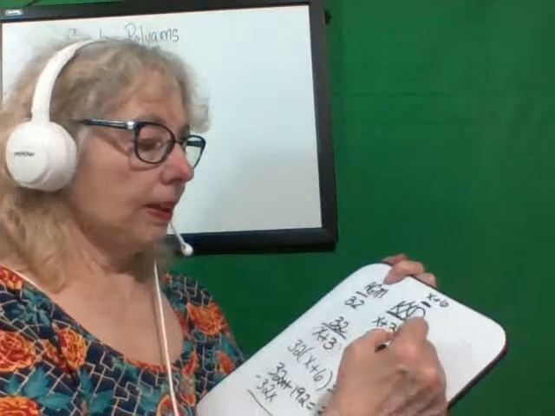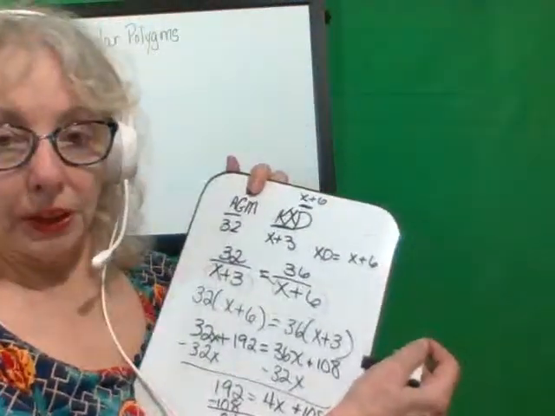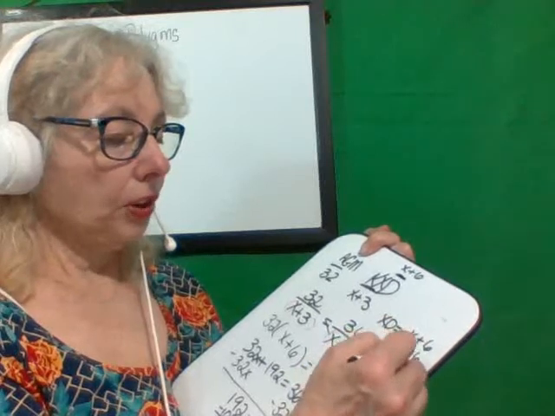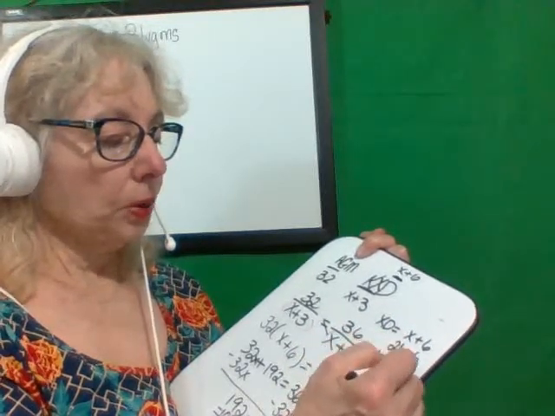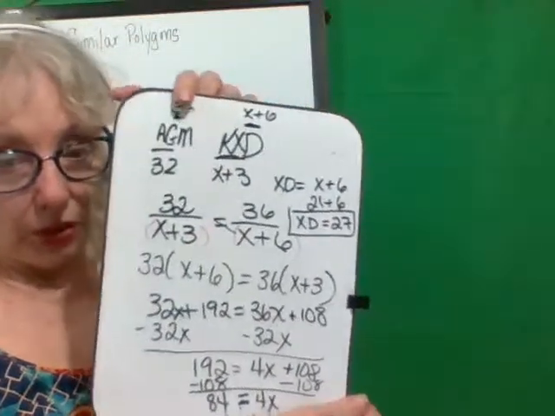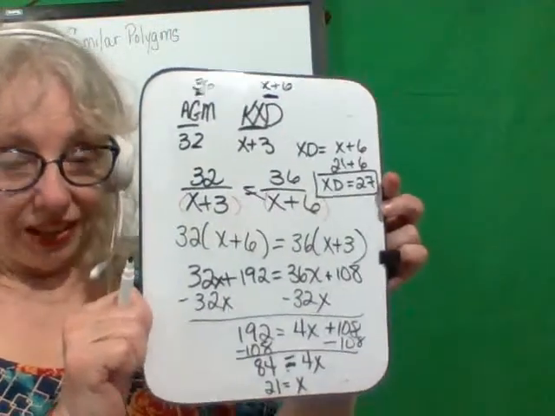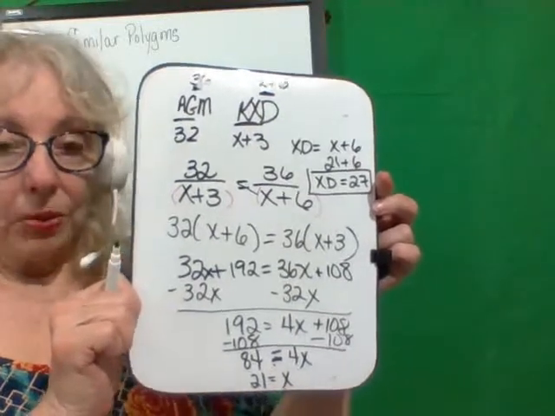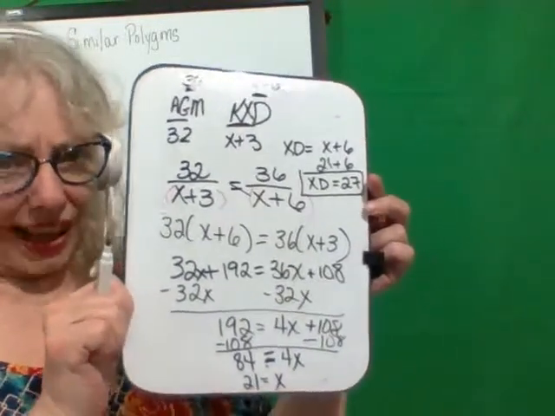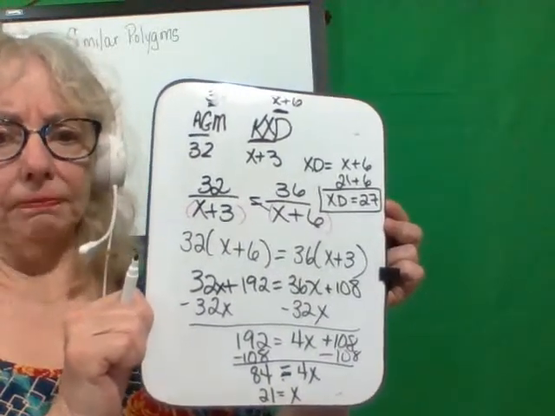If we actually needed to find the length of XD, I would do that by saying XD is equal to x plus 6, and I would insert that 21, and say 21 plus 6, so XD is equal to 27. I know it didn't ask that on the problem. It just said find x. But remember, it's not always finding x that gives us our answer. We have to make sure that after we found x, we actually answered the question. So the length of side XD would be 27.